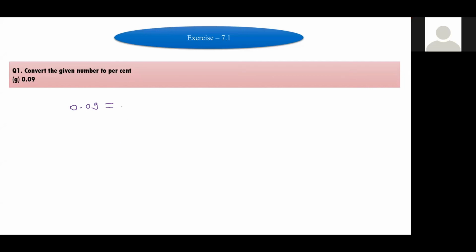Yes, sir. 9 upon 100 into 100. So this 100 will get cancelled and we will get the answer as 9%. Sir, Om said 0.09, but zero has no value, right?